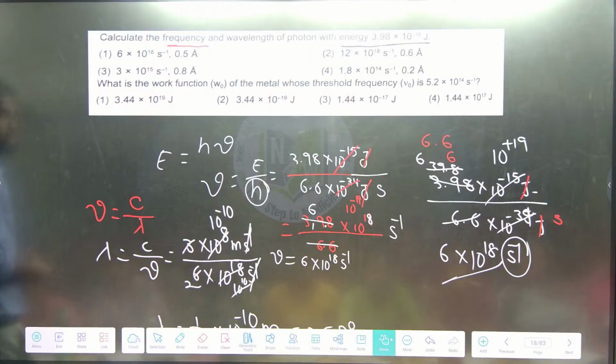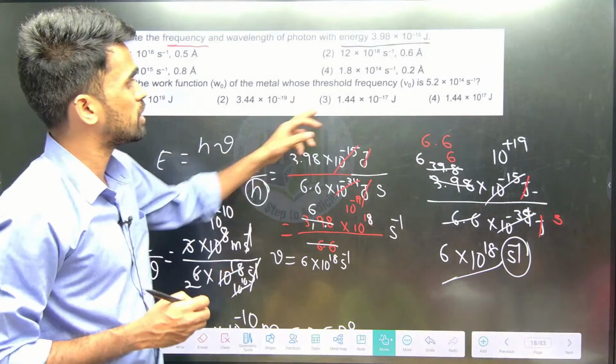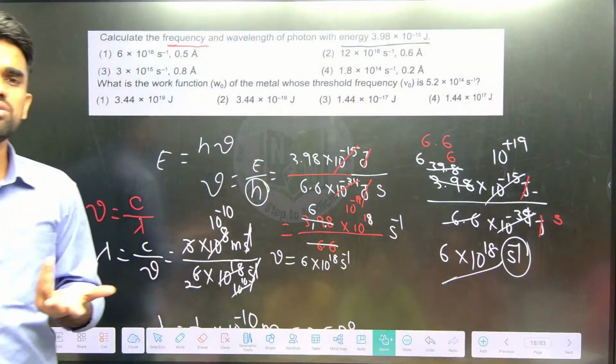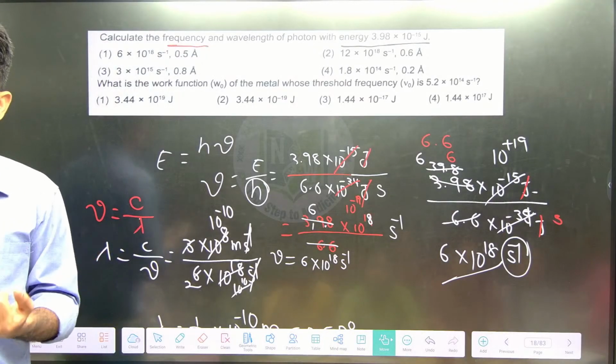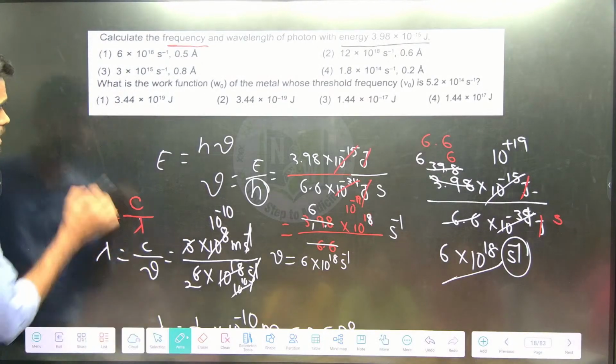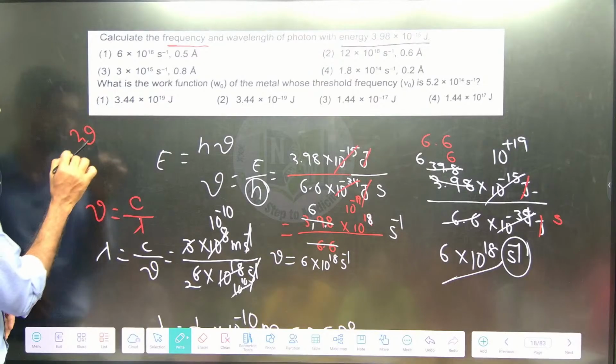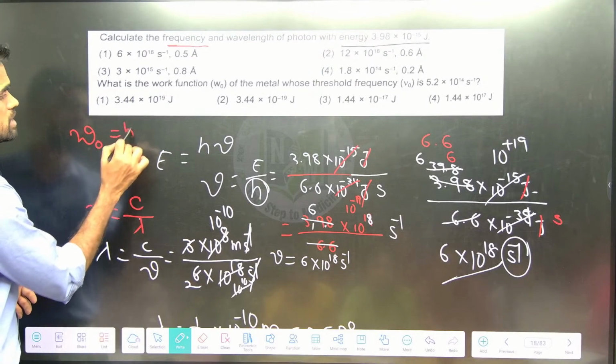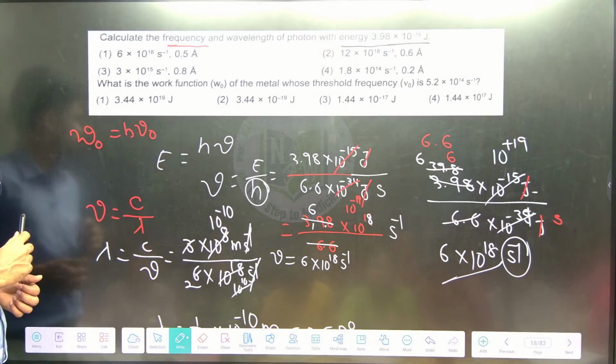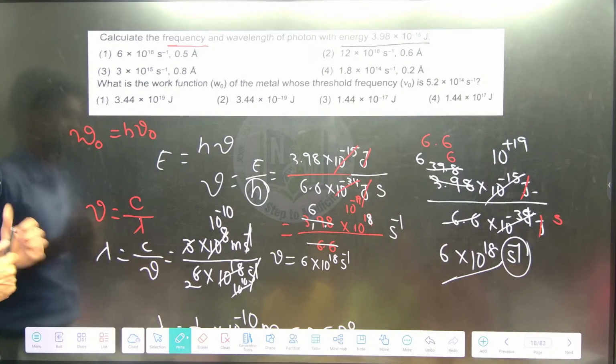What does that second question say? Everyone please try to do that. What is the work function of the metal whose threshold frequency is this much? See what to do. Work function is nothing but energy only. But we are representing that with omega naught. This is also energy, like nu naught. Yes or no? Photoelectric effect, what we studied?